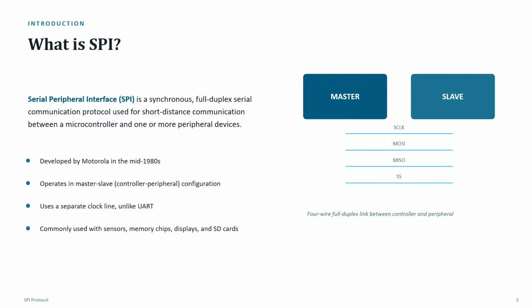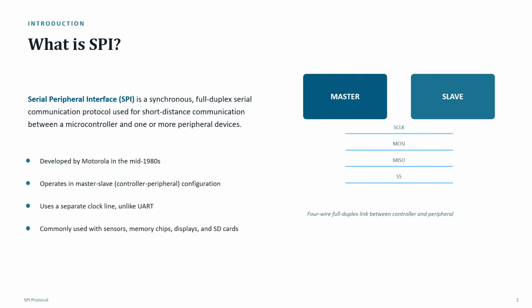It's a short distance communication between a microcontroller and peripheral devices, developed by Motorola, and it operates in a master slave, controller peripheral configuration. It uses a separate clock line, unlike the UART protocol, where we did not have a common clock line and used baud rate configuration for synchronization. It is commonly used for sensors, memory chips, displays and SD cards. That is what we are trying to implement now: an interface with our memory chips.